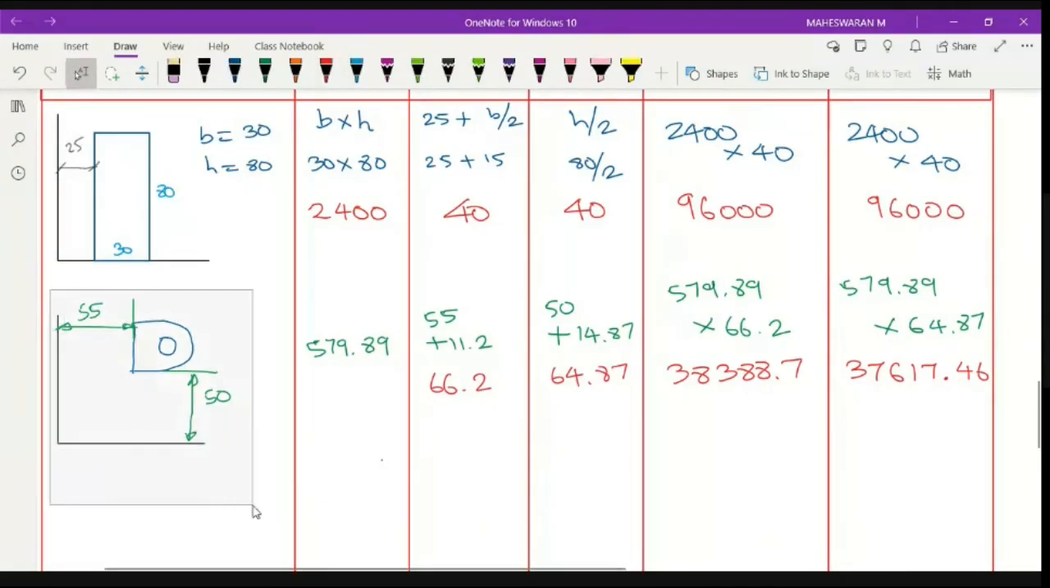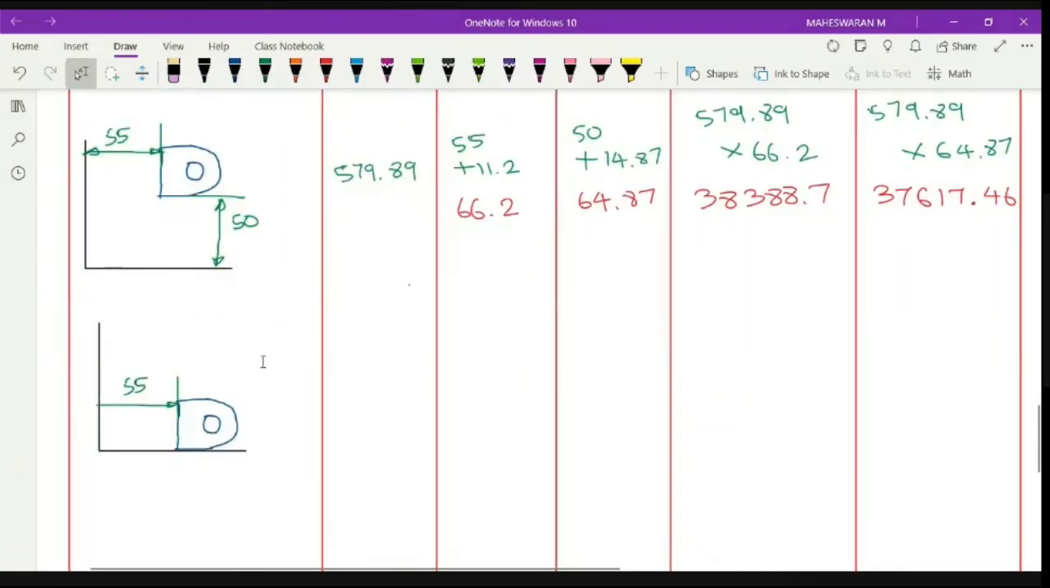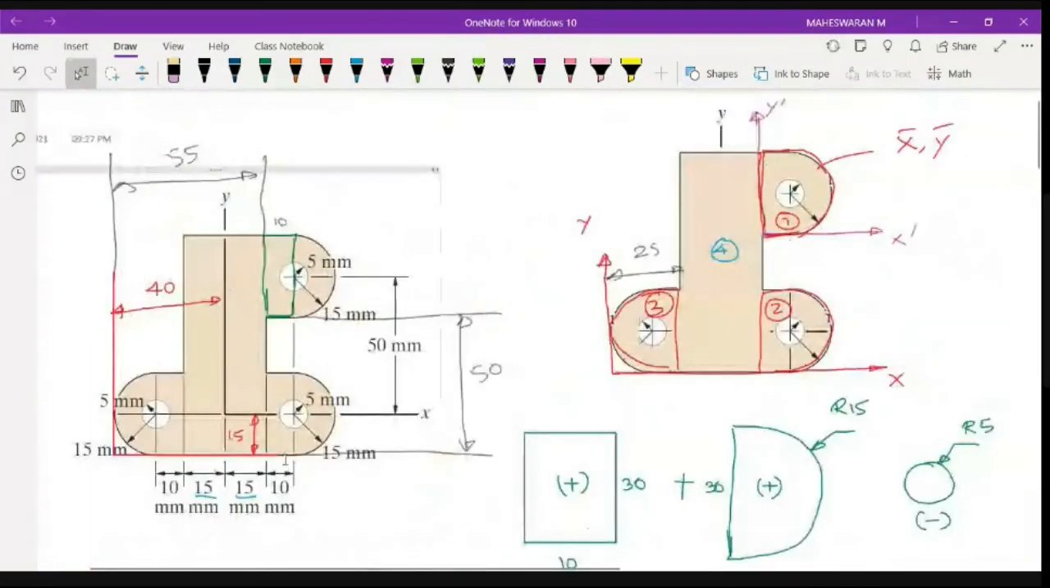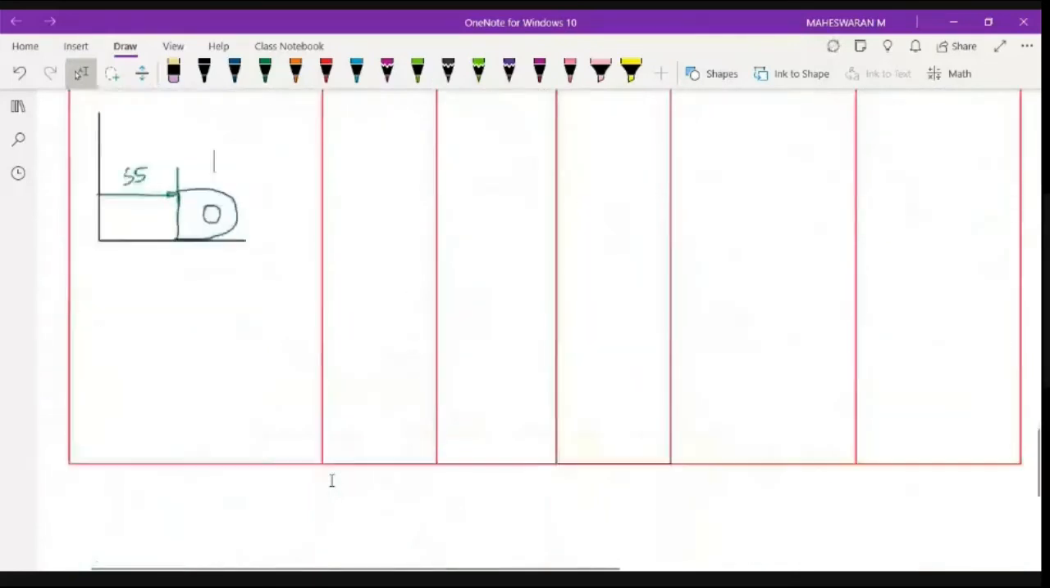37617.46. Any doubt in this? No, sir. Okay. Right. So the next thing is, I'm going to consider the same part here. Same thing. So all these things are same. Because you can see here, it is down. That's it. Okay, that's part.